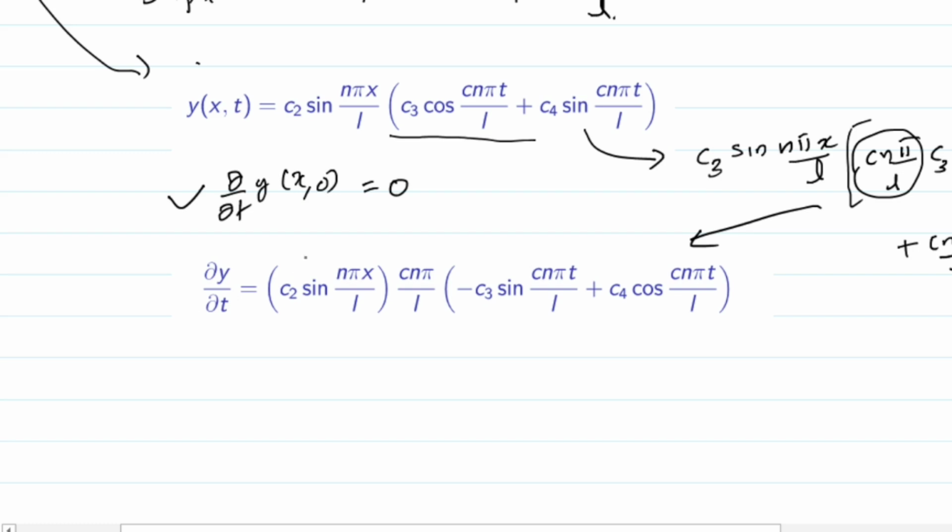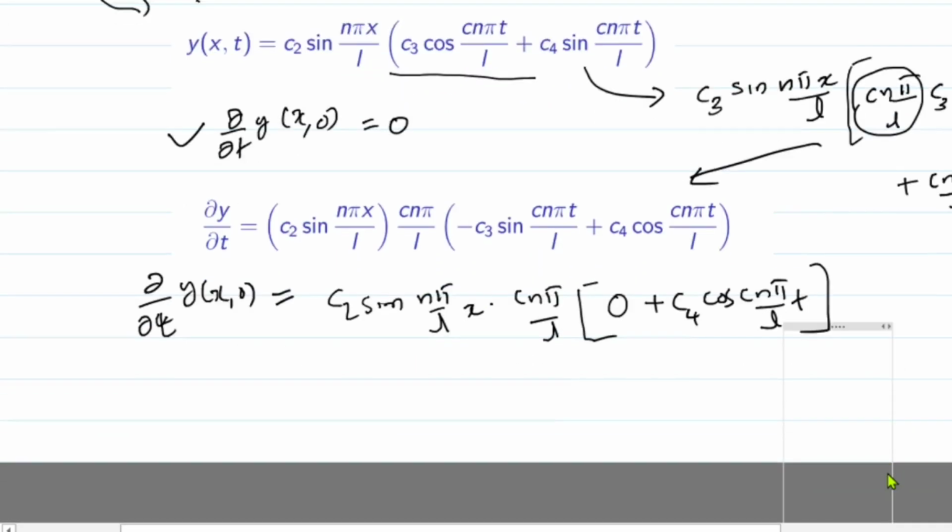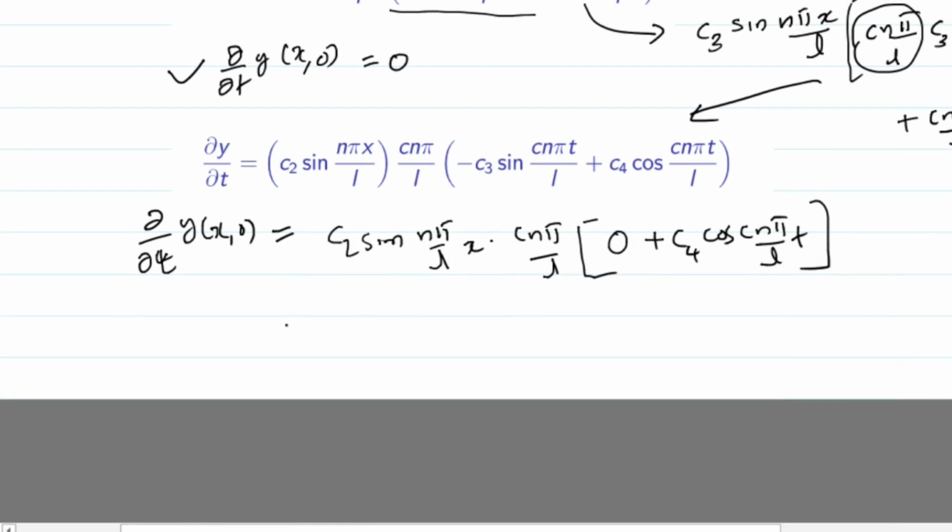For that we apply t equal to 0 in this. So ∂y/∂t of (x, 0) equals, wherever you find t you put 0, c2 sin(n pi x by l) into c n pi by l into sin 0, which is 0, plus c4 cos(c n pi t by l). So this ultimately gives c2 c4 c n pi by l into sin(n pi x by l) cos(c n pi t by l).